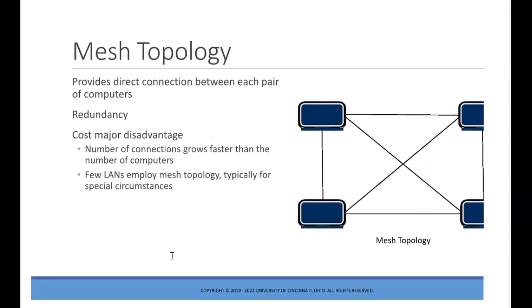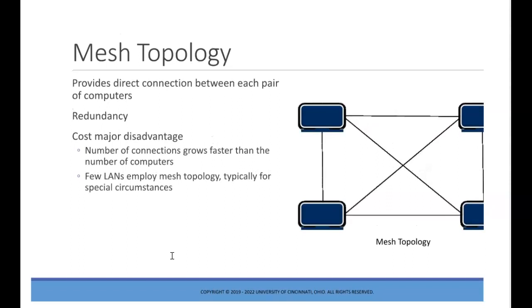Mesh topology. The mesh topology connects each device to every other device, thus providing a direct connection between each pair of computers. This provides great redundancy. The chief disadvantage of a mesh arises from the cost. The number of connections needed for a mesh network grows faster than the number of computers connected. So these connections are expensive, and few LANs employ full mesh technology.